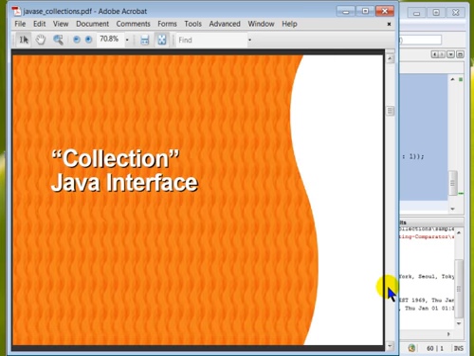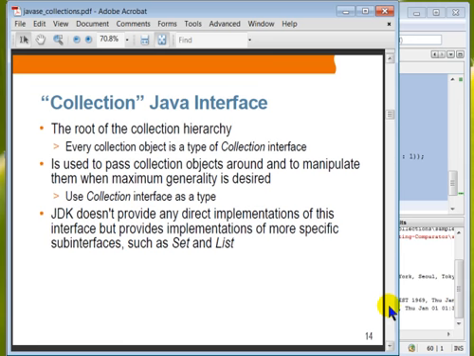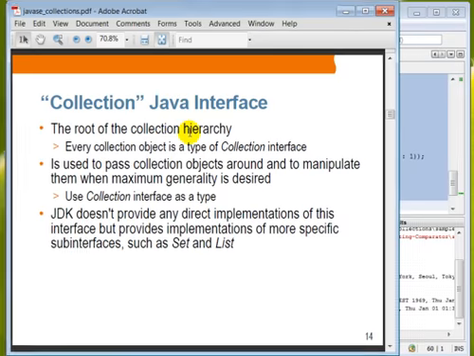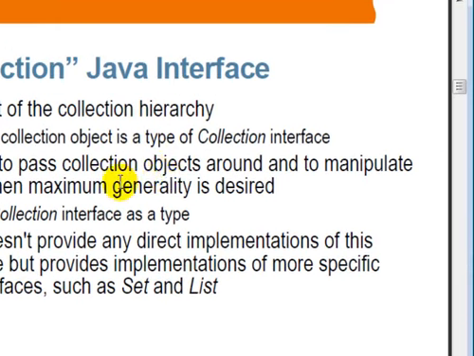So let's look into the top Java interface, top collection Java interface. So we are going to go into a bit more detail of this interface type. So collection Java interface, it is the root of collection hierarchy, as you have seen, which means every collection object is a type of collection interface. So if you have to pass around the most general collection type, then you are going to use collection as interface type.